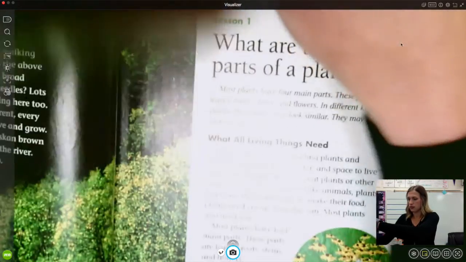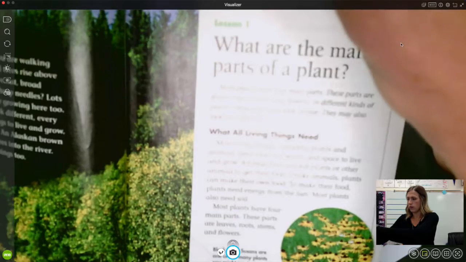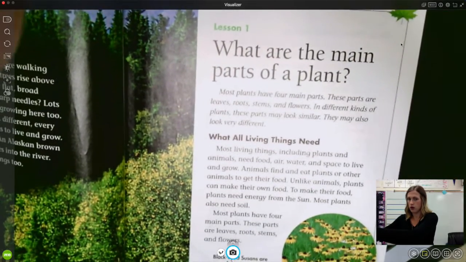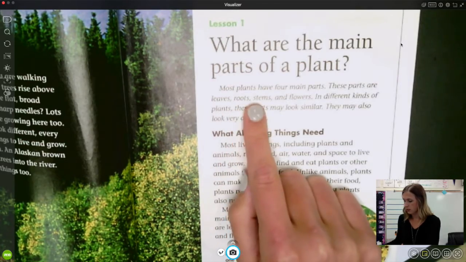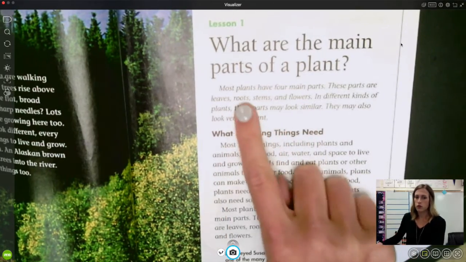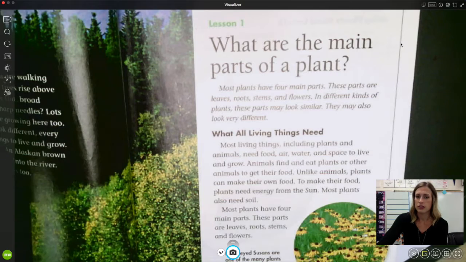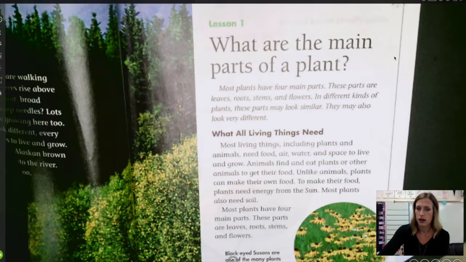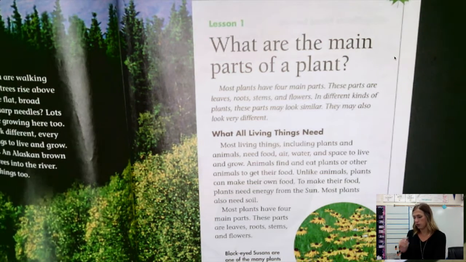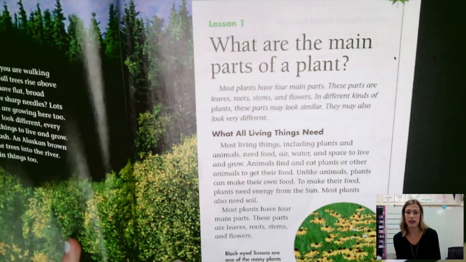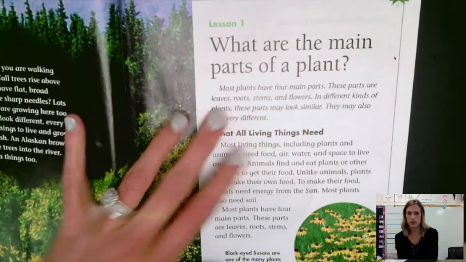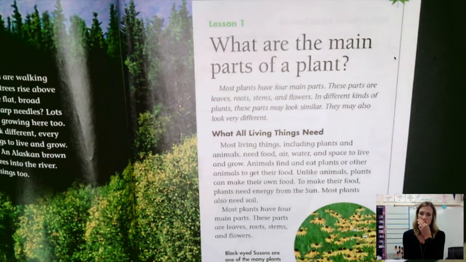Last week, we started learning about plants. In our first lesson, we learned what the main parts of a plant are. Those four main parts were leaves, roots, stems, and flowers. We learned about the roots when we looked at the celery. We saw how the roots could help the water get all the way up into the leaves, and that water, of course, comes from the ground, and the roots are what is taking that in. We also learned about the leaves when we looked at those different types of leaves in the garden.